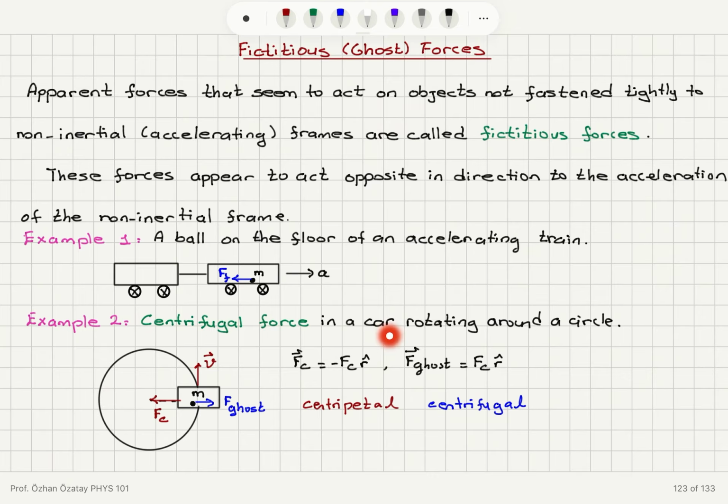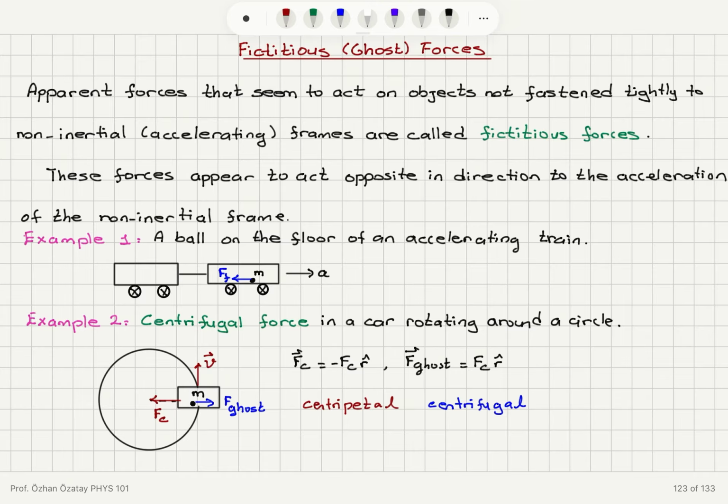Another example is centrifugal force in a car rotating around a circle. When we have a car rotating in a circle, we must have a centripetal force which is responsible for the centripetal acceleration. And because this is a non-inertial, accelerating reference frame, if you have an object inside this car that is not fastened tightly to the floor of this car, you will see that this object will feel a ghost force or fictitious force, which we call centrifugal force if this is a rotating reference frame. The centripetal force was in the minus r hat direction, which was responsible for the centripetal acceleration of this reference frame. The object that is not fastened tightly to the accelerating reference frame feels the ghost force, called the centrifugal force, in the plus r hat direction in this case.